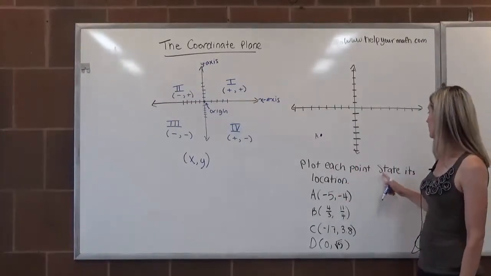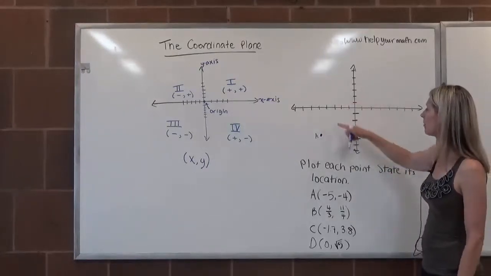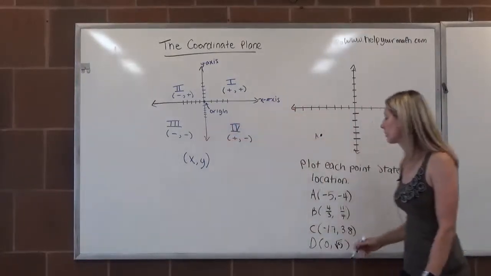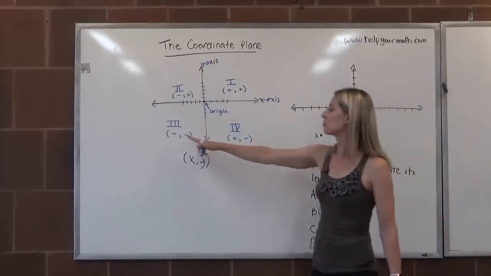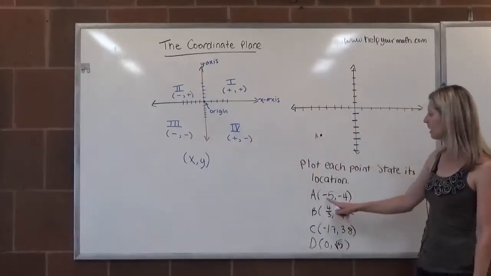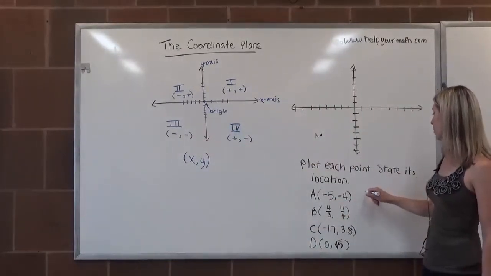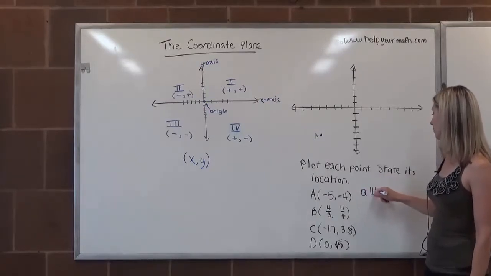It also asks us to state its location. So if we look here, if we correspond back to here, it looks like we're in quadrant 3. We can verify, if we're in quadrant 3, then both x and y should be negative. We see both x and y are negative. So this is in, we can just say Q3.